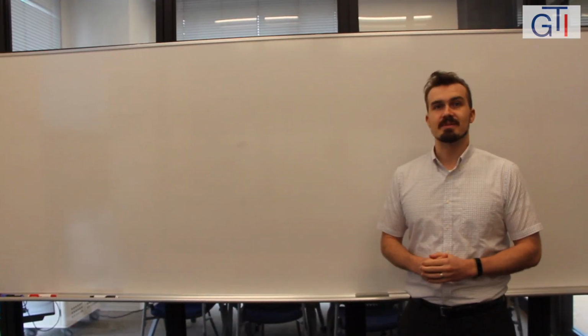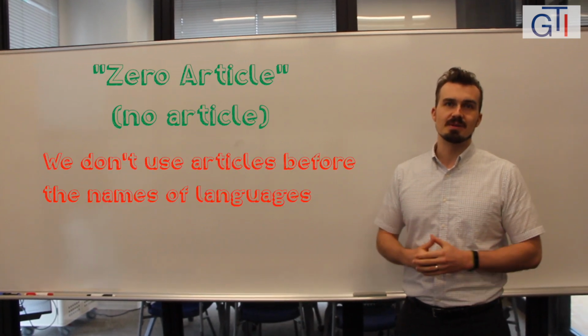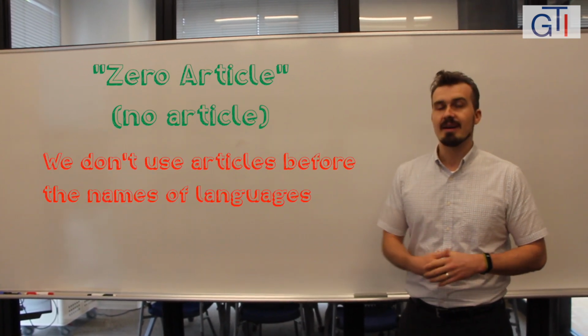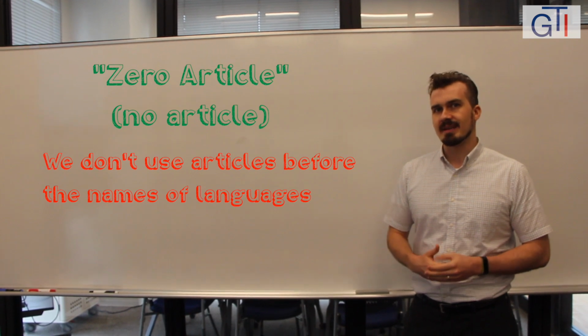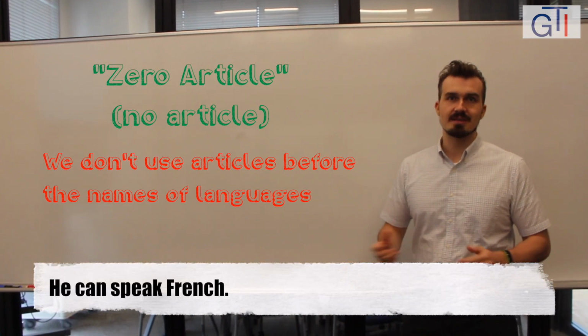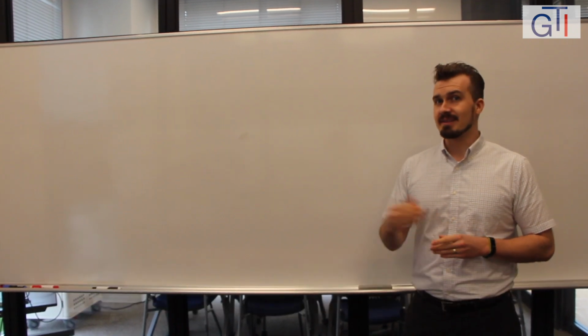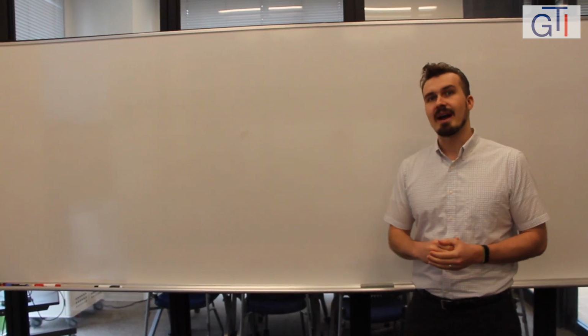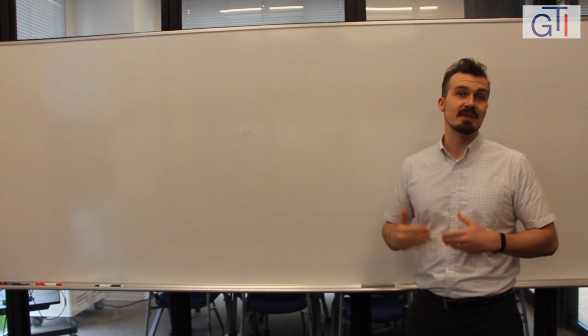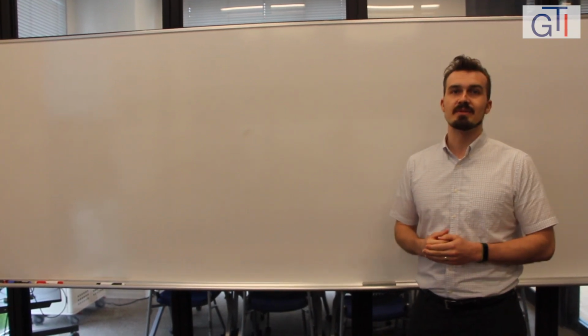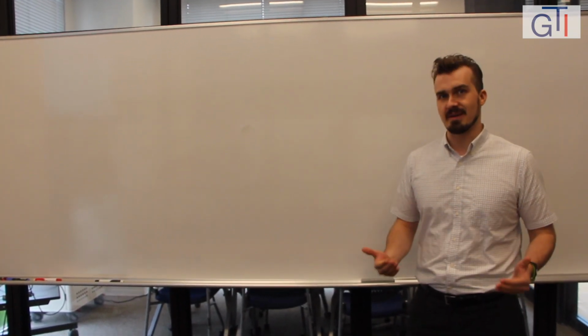Also, just like the names of countries, we don't use articles before the names of languages. For example, you would say, he can speak French, not he can speak the French. If you were to add "the" before French, you're actually referring to the people who live in France, not the name of the language that people speak there.